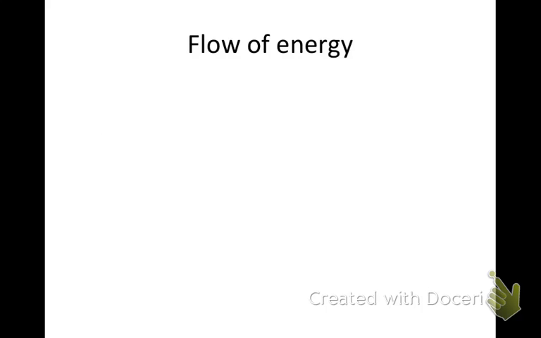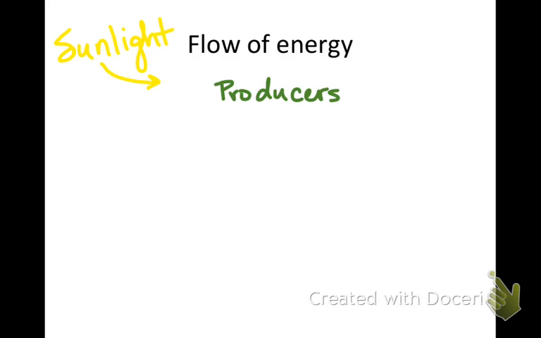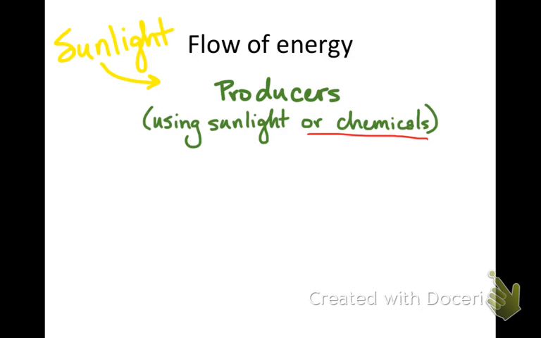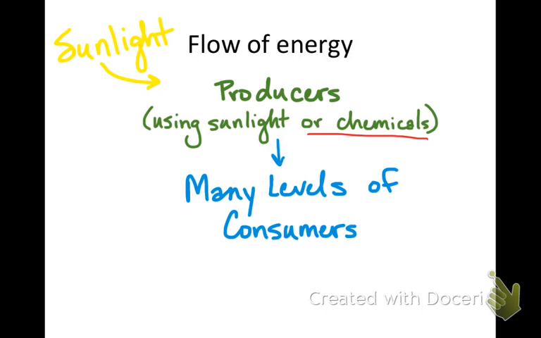We talked briefly about this when we were talking about how matter cycles through ecosystems, but just to recap, most energy starts with sunlight. It goes into your producer group of organisms. Now those can get energy both from sunlight and chemicals, so we'll touch more on that in a second. From the producers, the energy flows into consumers, and those consumers have many levels. And then from there, they pass into the decomposers.